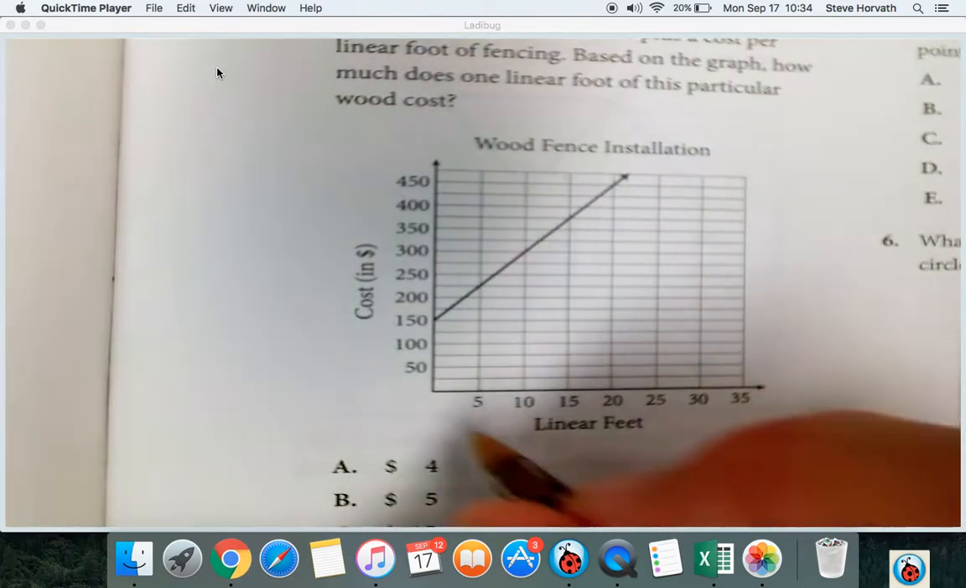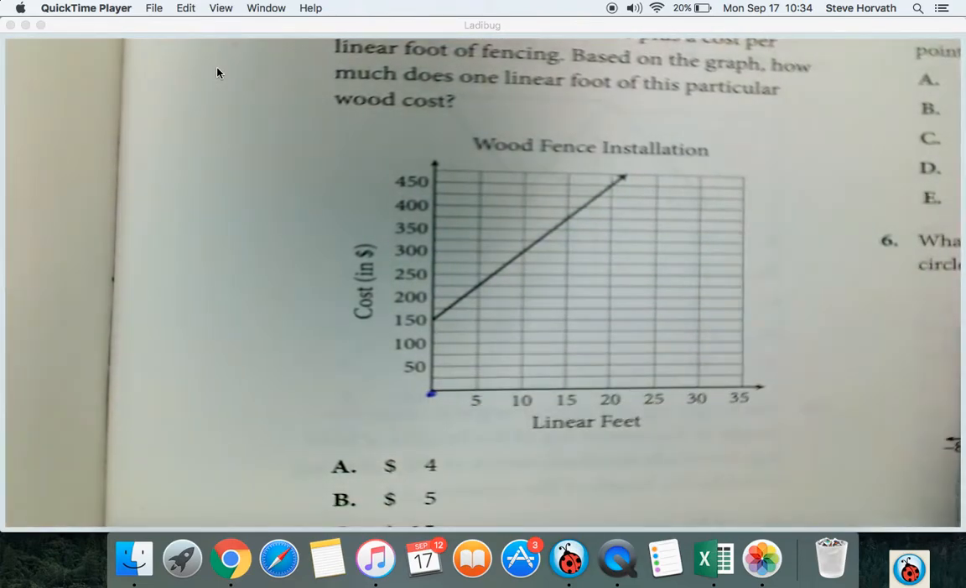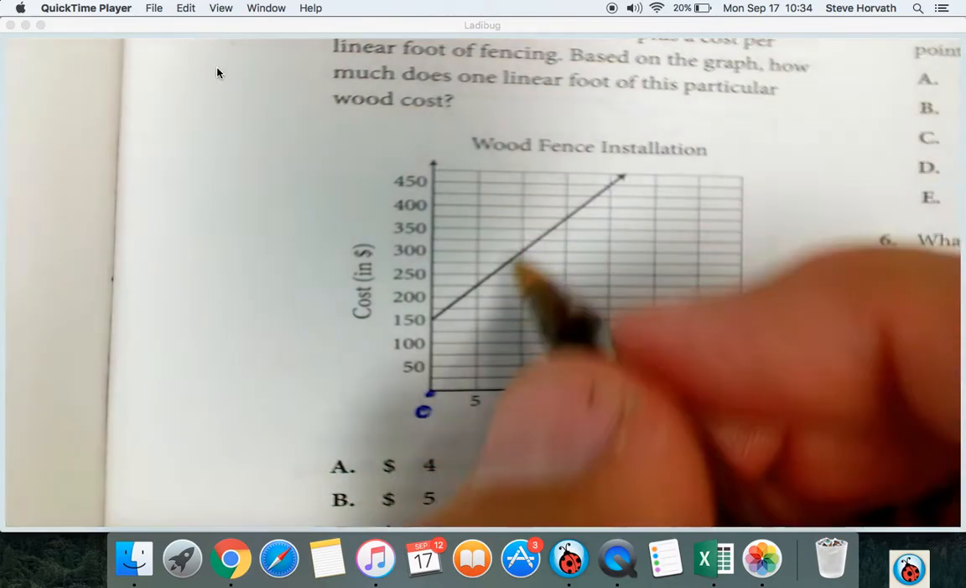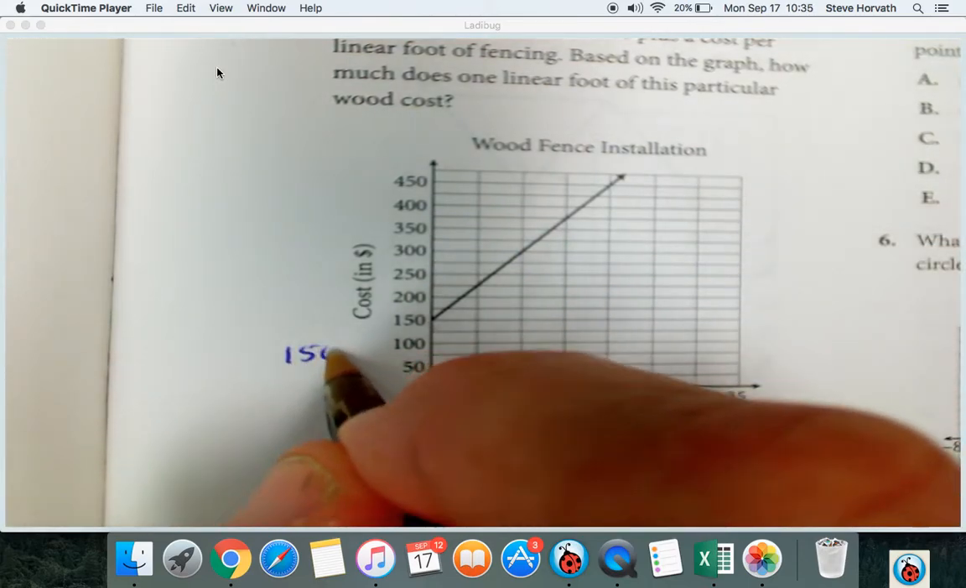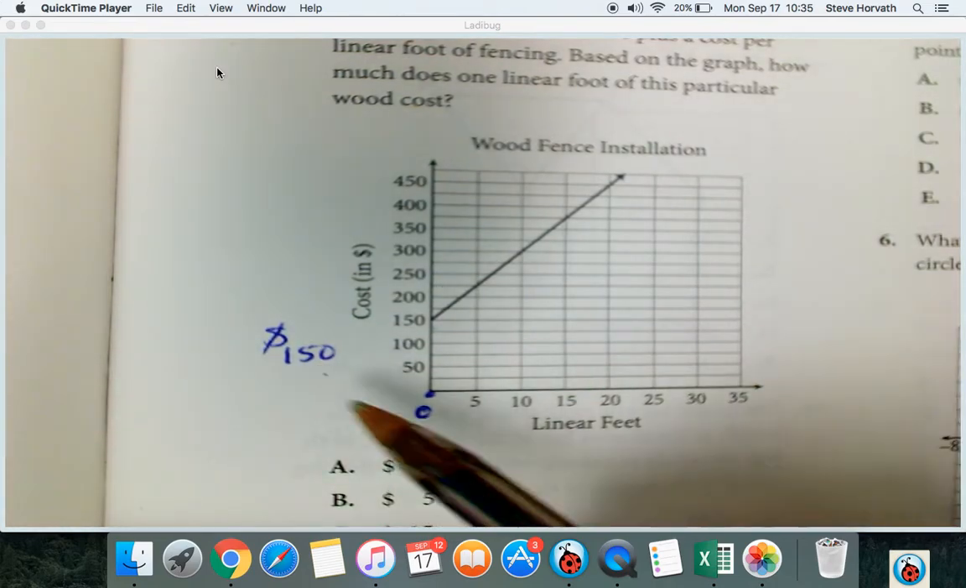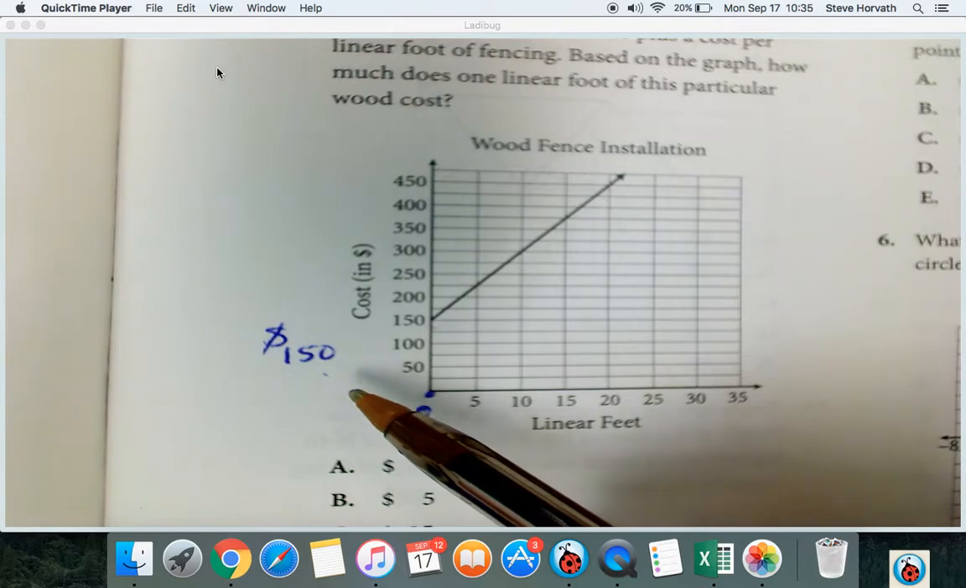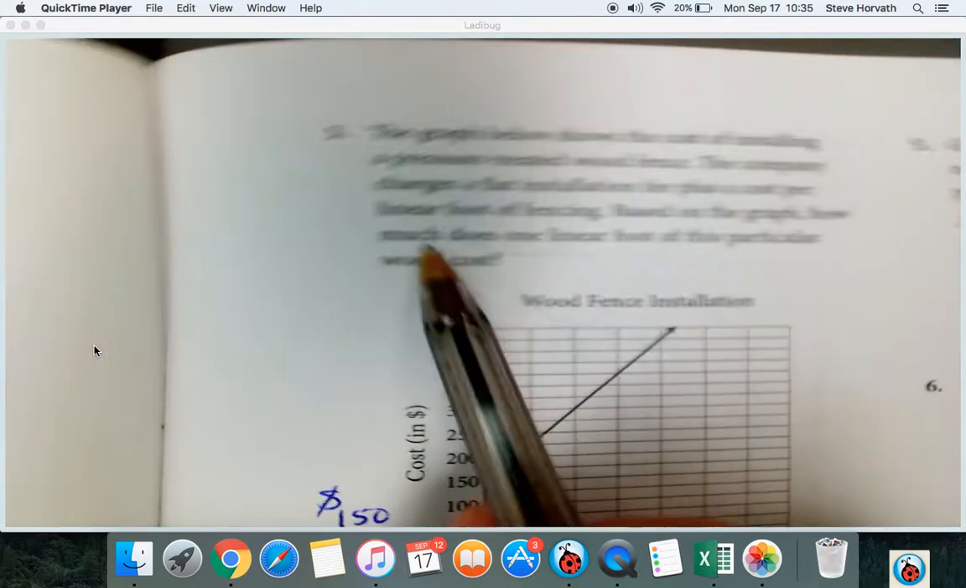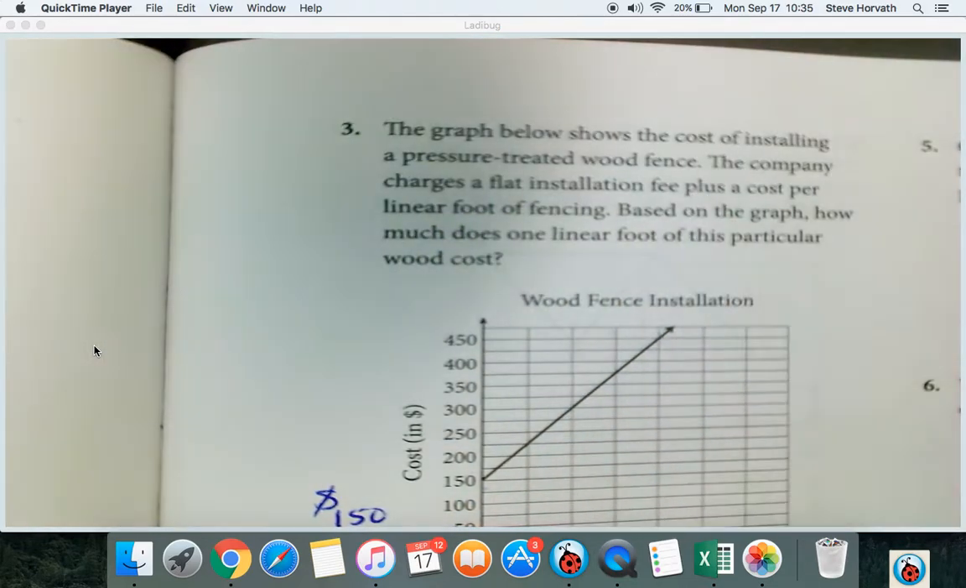So if we look at the y-intercept, this represents the amount of wood at 0 wood. In other words, if no wood were used, we still have a $150 cost. All right, so this represents the installation fee. That's this flat installation fee. It has to be $150.